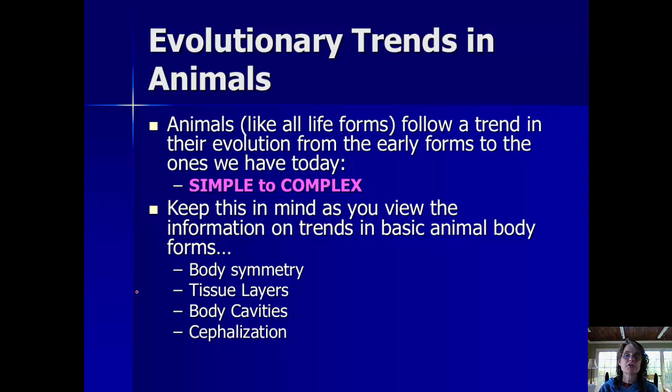Now, the evolutionary trend that we see in animals, like we tend to see in life itself, is that animals started out simple and have gotten increasingly complex over time on planet Earth, okay? So keep this in mind, the simple to complex journey. It's really important as we look at all the characteristics of basic animal body forms. And these are some of the characteristics we're going to be looking at as we do this introduction.